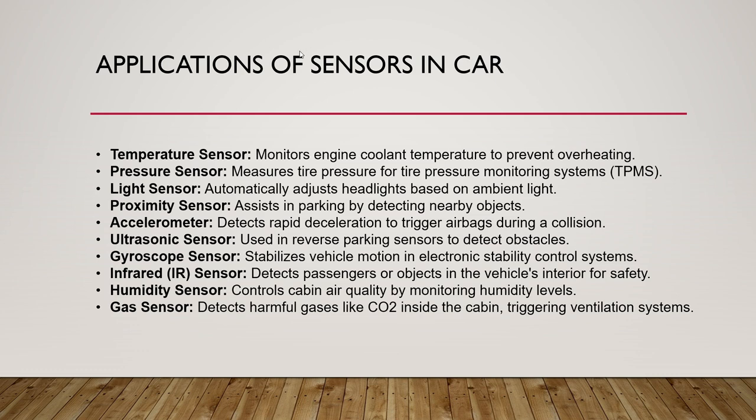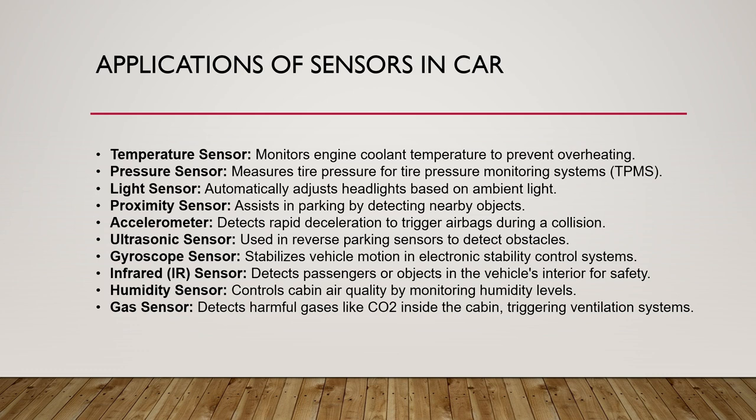Proximity sensors assist in parking by detecting nearby objects, like when we are reversing our car in parking stations, it shows the reverse camera and shows some angle, like whether we are inclining our vehicle towards that object or anything. The accelerometer can detect the rapid acceleration of the car. When we accelerate our car, it shows the certain speed or acceleration in terms of the accelerometer. An ultrasonic sensor can be used in reverse parking for detecting whether any object is behind the car or not.